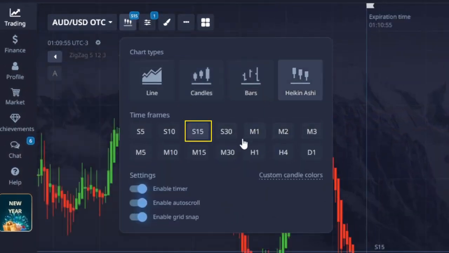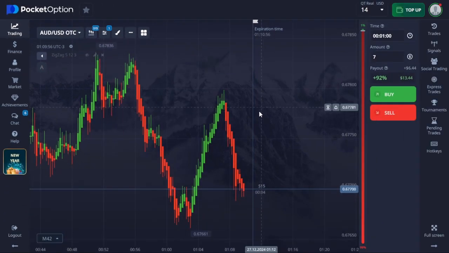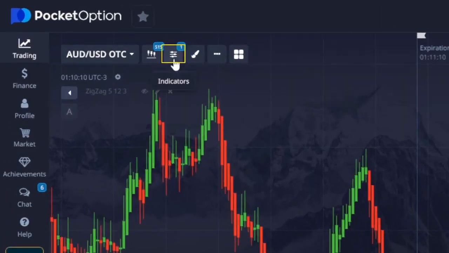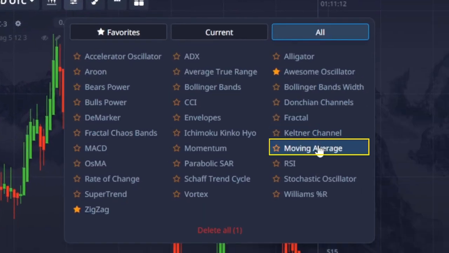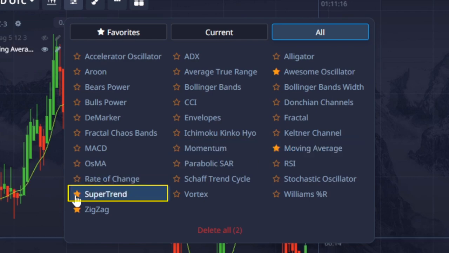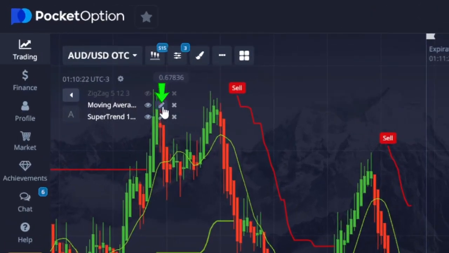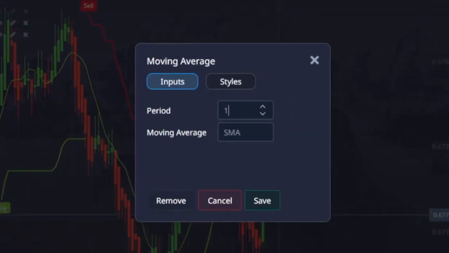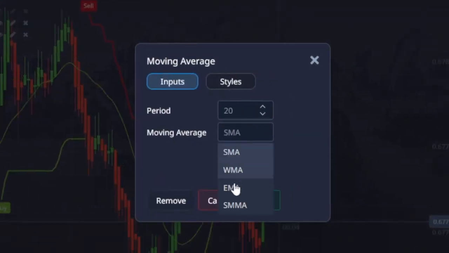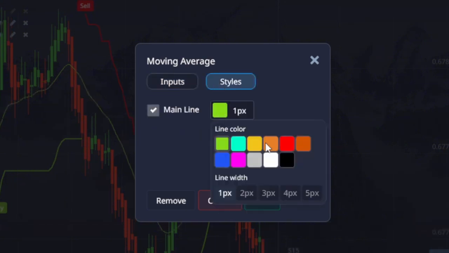Now we're going to put on the indicators, moving average and Supertrend. Alright, that's what you're going to use. Now you're going to set up these indicators quickly. First, the moving average with a period of 20 and X decimal. Choose the best color for you and change the thickness to 2.